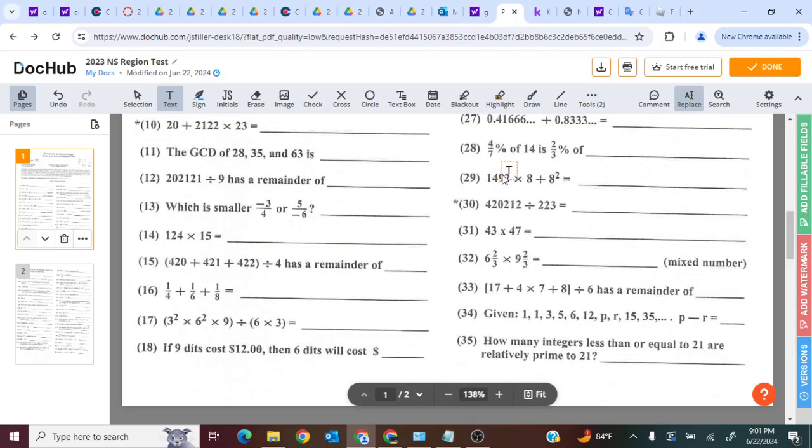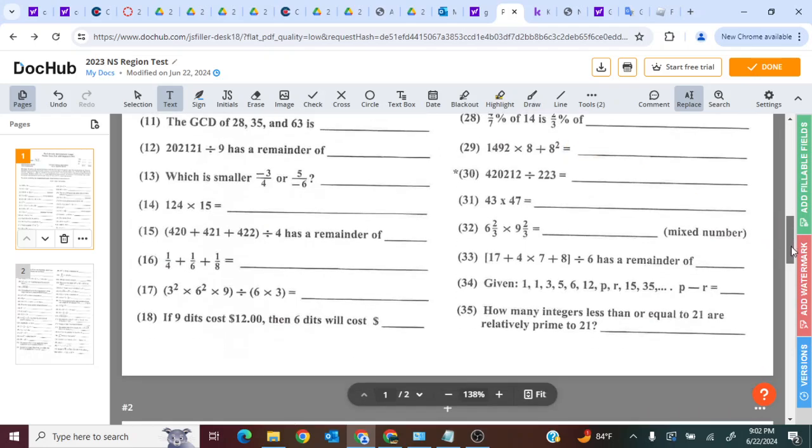This is 1500 minus 8, and then you have this plus 8 squared, which cancels out. So it's 1500 times 8, basically. And if you do that, you get 12000, I believe. So 15 times 8, basically.